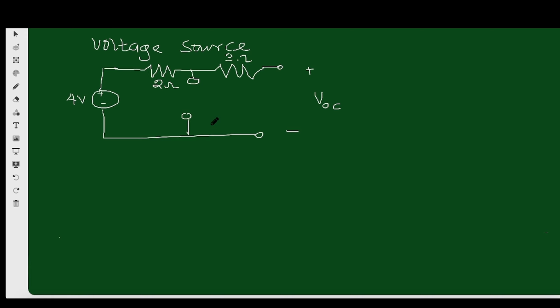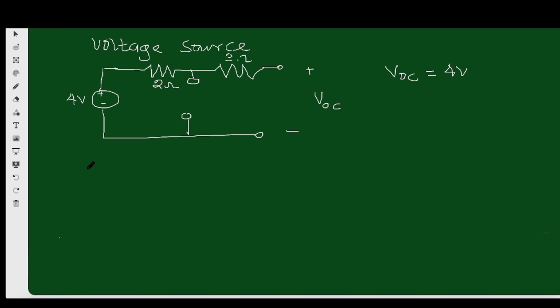So looking at this circuit, no current flows through 3 ohms, and therefore the voltage drop on 3 ohms is 0. Because of this open circuit too, no current flows through 2 ohms, and the voltage drop on 2 ohms is 0. What does that mean? It means that the VOC is equal to 4 volts.